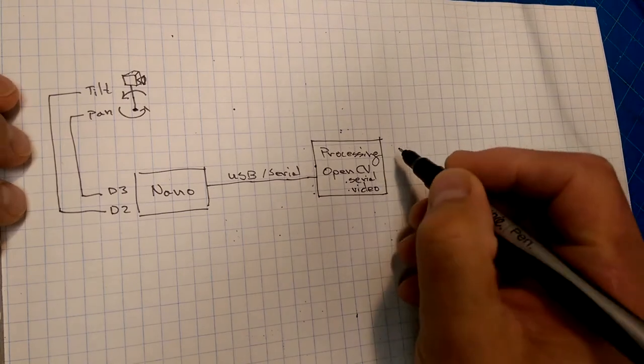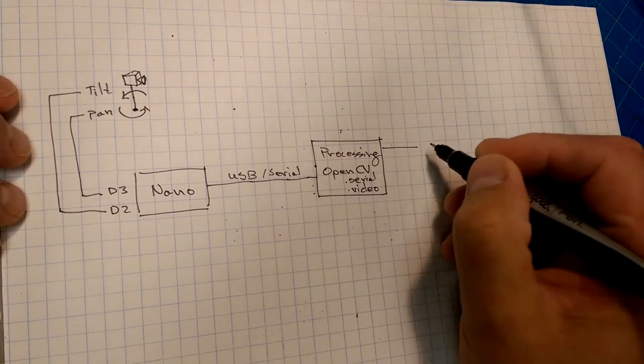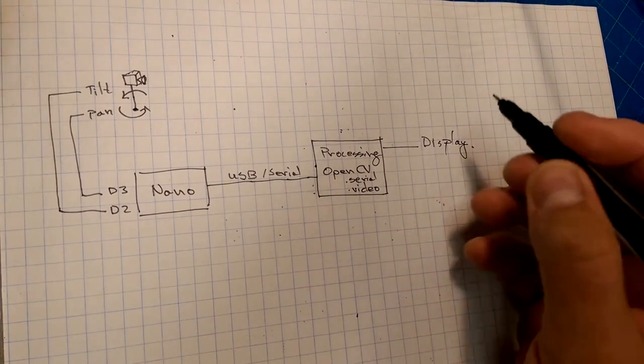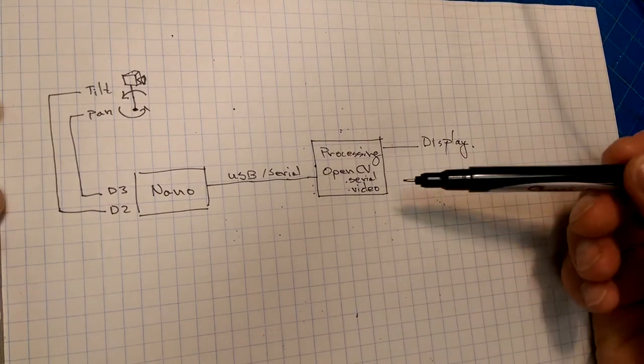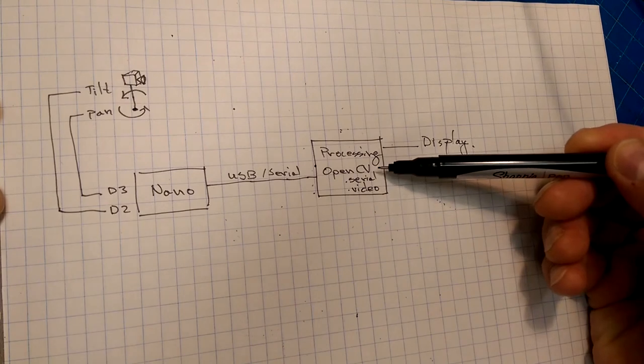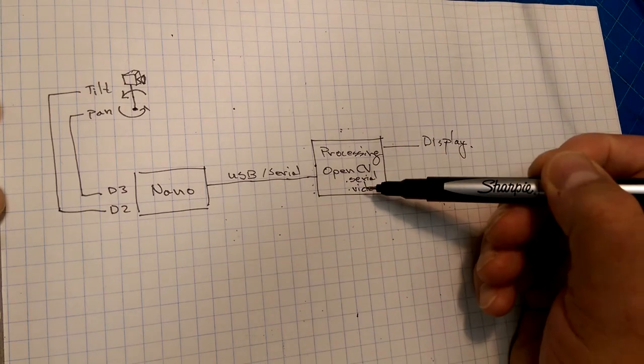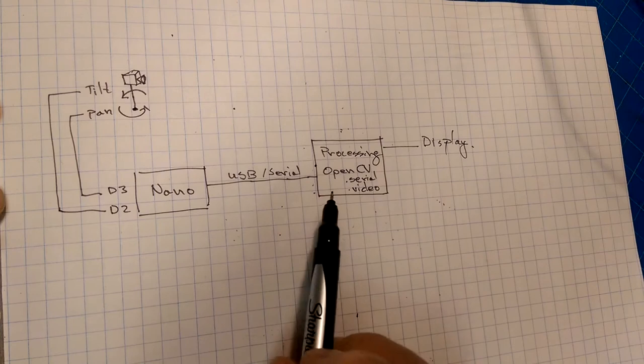And that host is going to manage the display, as well as all of the processing tasks that are involved in doing the face recognition, sending data out of the serial, across the serial connection to the Nano, as well as reading video from the camera.